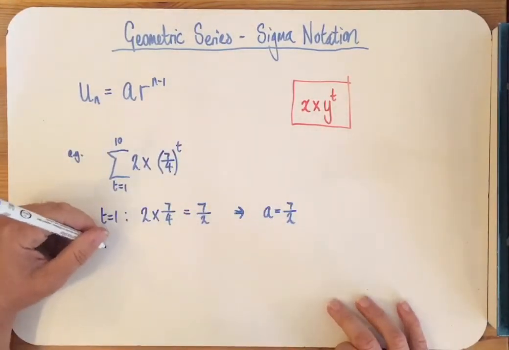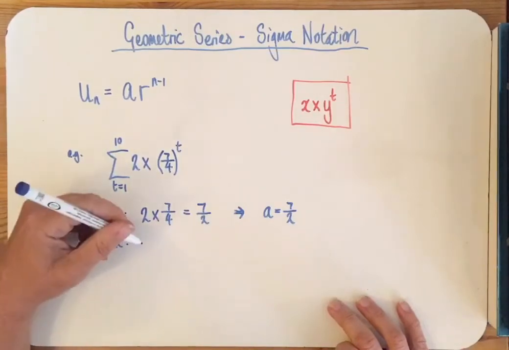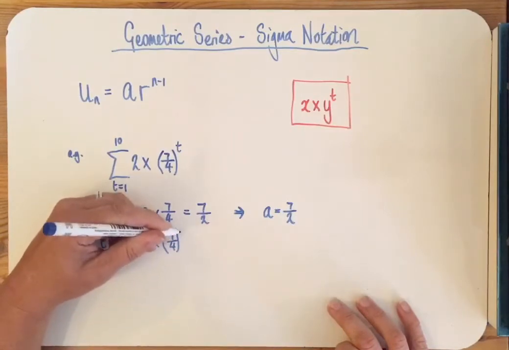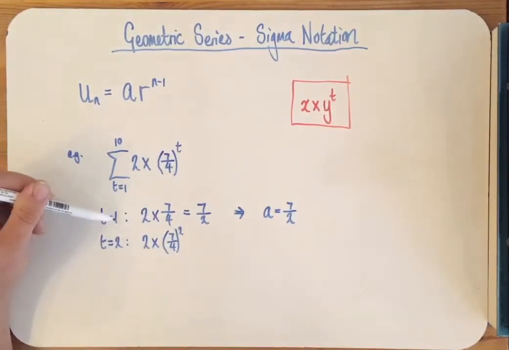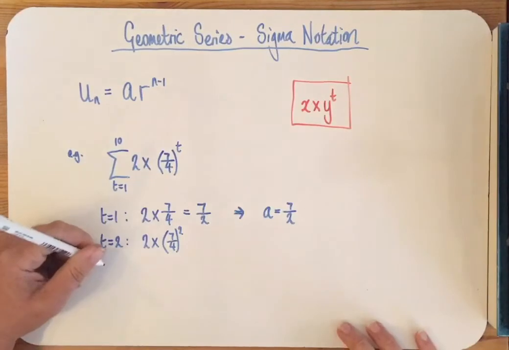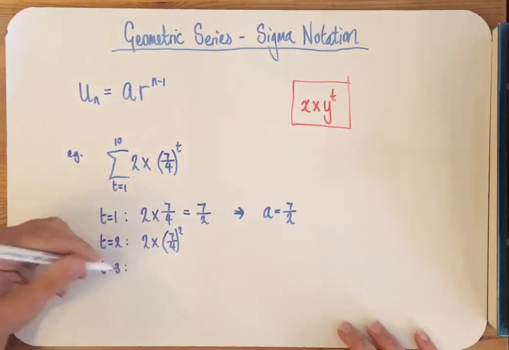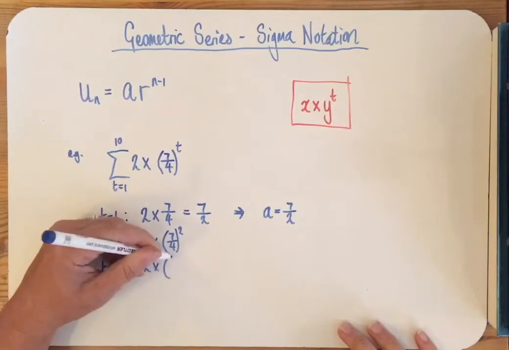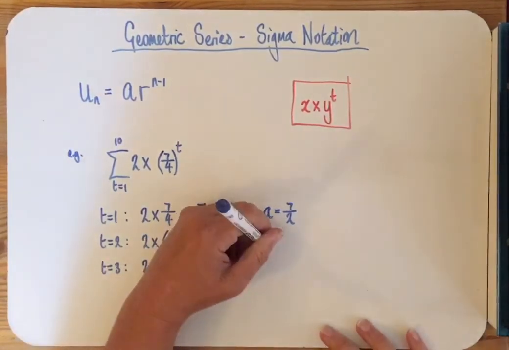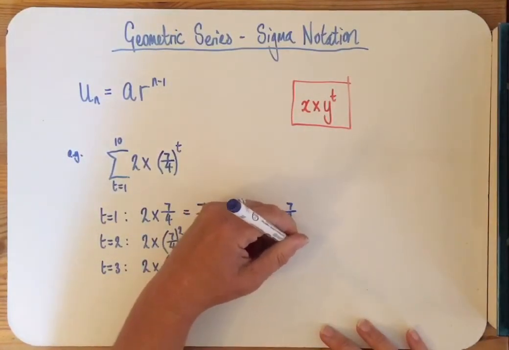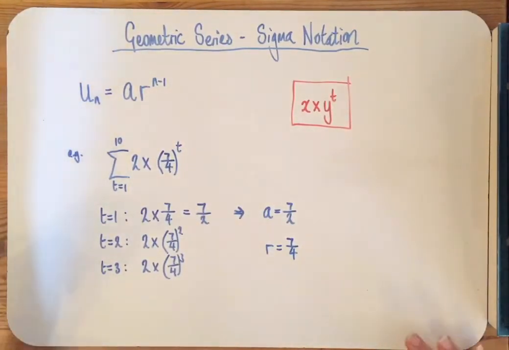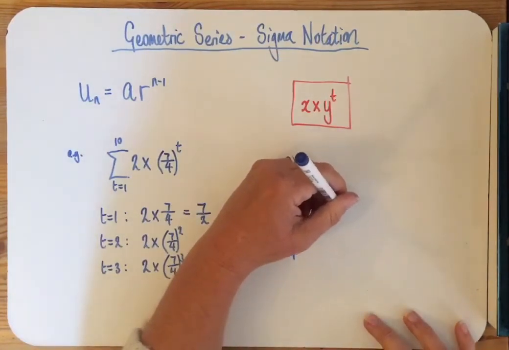And then if you think about the second term, you're doing 2 times 7 over 4 squared. So to get from the first term to the second term, you're timesing by 7 over 4. And then the third term will be 2 times 7 over 4 cubed. So then you're timesing by another 7 over 4. So r in this case is equal to 7 over 4. And then if you're going from t equals 1 to 10, you're finding the sum of the first 10 terms.